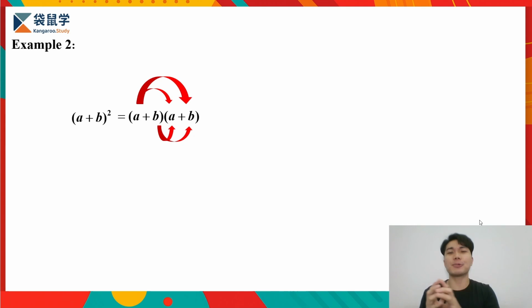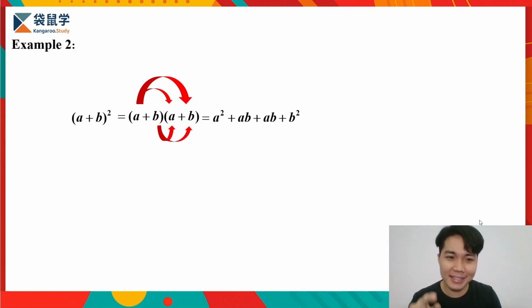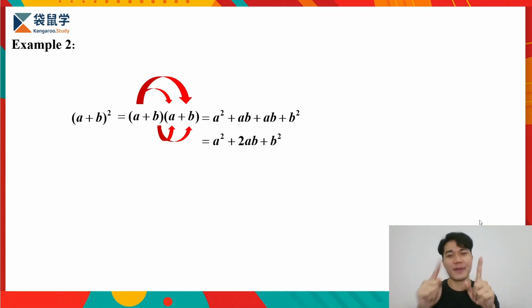So when we expand, what do we get, everyone? A times A, we get A squared. Then A times B, we get AB. B times A, we get AB. B times B, we get B squared. We'll expand out to this. And we can simplify here. What do we get? Yes, simply add the two ABs together. A squared plus 2AB plus B squared.